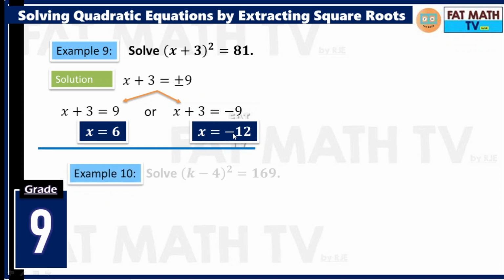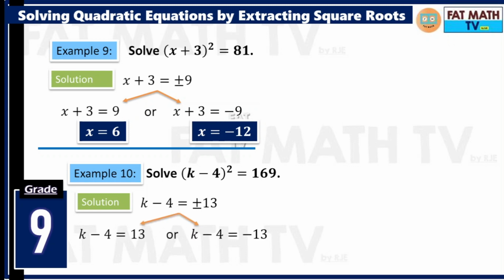Number 10. (k - 4) squared equals 169. First step is take the square root of both sides. So the square root of (k - 4) squared is k minus 4. The square root of 169 is positive or negative 13. And then you will have k minus 4 equals positive 13 or k minus 4 equals negative 13.